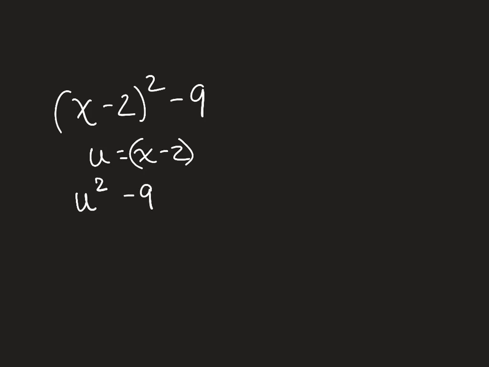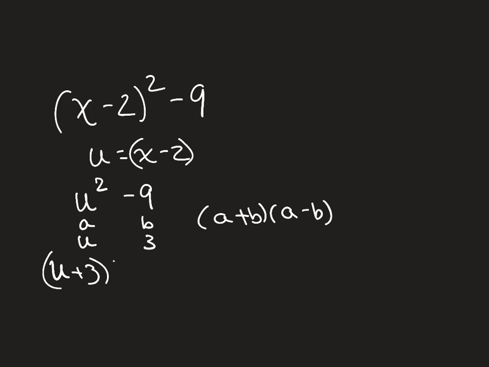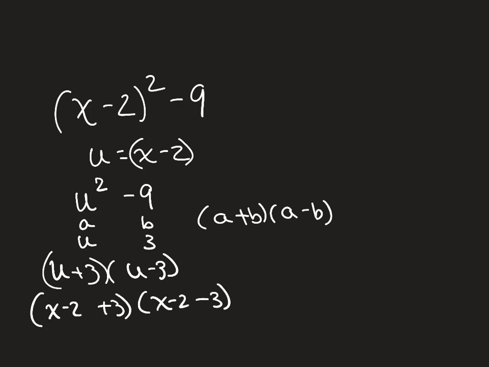This is the difference of two perfect squares, a and b, or in our case, u and 3: a plus b, a minus b. So this becomes u plus 3, u minus 3, and then I need to replace. I didn't have a u. I had an x minus 2. So I have x minus 2 plus 3, and then x minus 2 minus 3. And you can clean this up one more time, and you can call this x plus 1 and x minus 5.